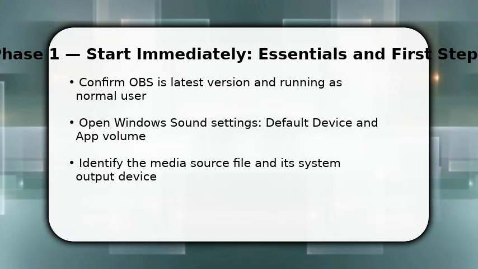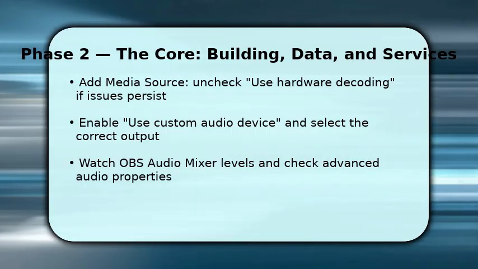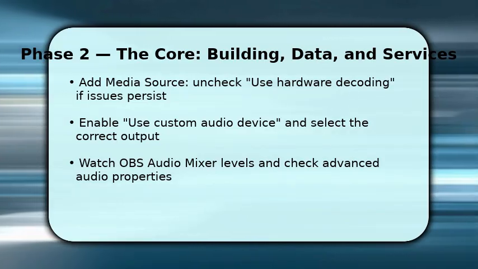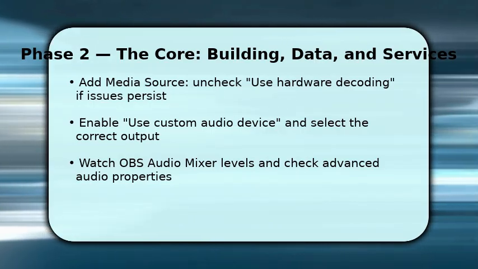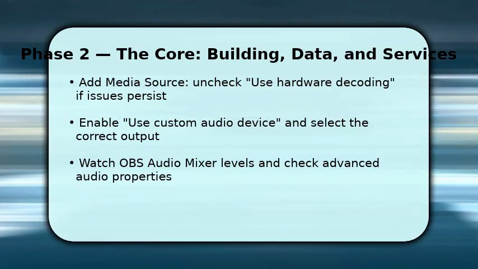Now configure the media source inside OBS. Add or select the media source and uncheck hardware decoding if the file uses uncommon codecs. That prevents device mismatches. Next, enable Use Custom Audio Device and explicitly select the system output the file uses, because OBS won't grab it otherwise. Once configured, play the file while watching the OBS audio mixer. If you don't see levels, open Advanced Audio Properties and confirm the source is not muted or set.